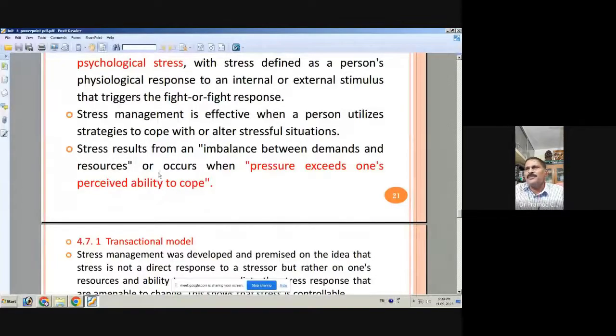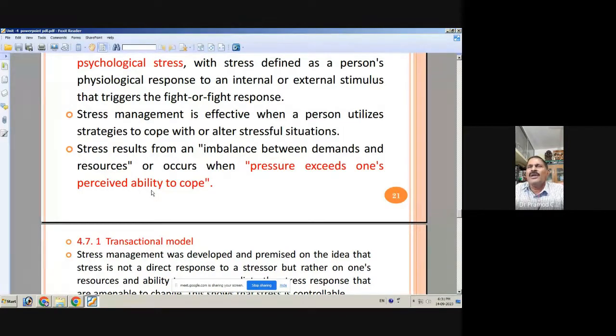So stress management is very effective when a person utilizes different tools and techniques to cope with the stressful condition. When we are having stress, whether physical or psychological, we must make a balance. We must cope with stressful situations. So stress results from an imbalance between the demands and resources. That means stress will come when there is an imbalance between the demands and resources.